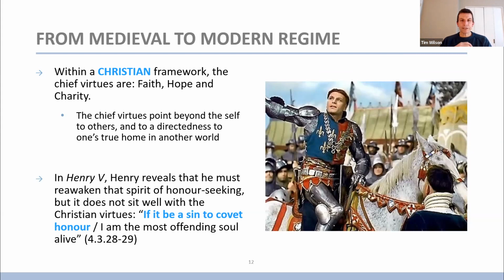In Henry V, Henry reveals that he must reawaken that spirit of honor seeking, the classical virtues. And they don't sit well within that Christian framework, and he's got to find a way for them both to exist together. So he says in Act 4, Scene 3, "If it be a sin to covet honor, I am the most offending soul alive." So he's trying to rouse this sense of honor seeking with the troops. Say, look, I'm honor seeking. If that's a sin, then I'm the most offending soul alive. Well, it is a sin in the Christian framework, but he needs that.